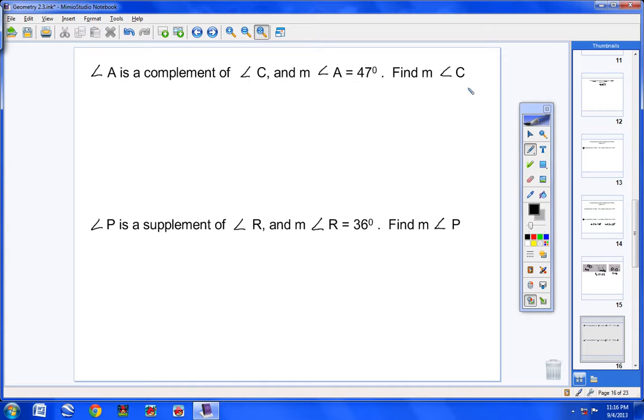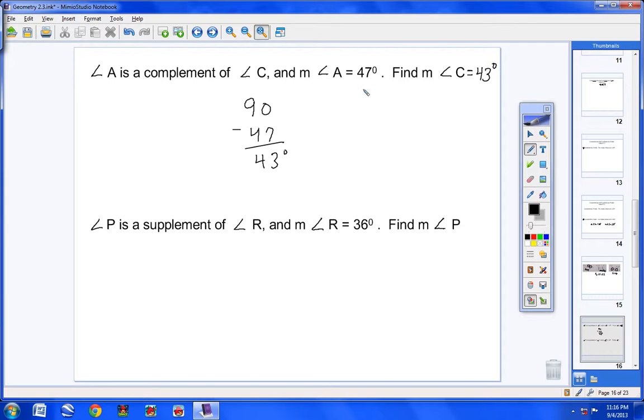Can you quickly jot this in your notes? If I said angle A is a complement of angle C, now what that means, if they're a complement, that means when you add them together, they equal 90 degrees. And the measure of angle A is 47 degrees, then find the measure of angle C. Well, that's pretty easy, guys. We know they're complementary, so we know they have to add up to 90. So we take 90 and we subtract out 47 degrees, which was angle A, and we're left with 43 degrees. So we know the measure of angle C has to be 43 degrees.